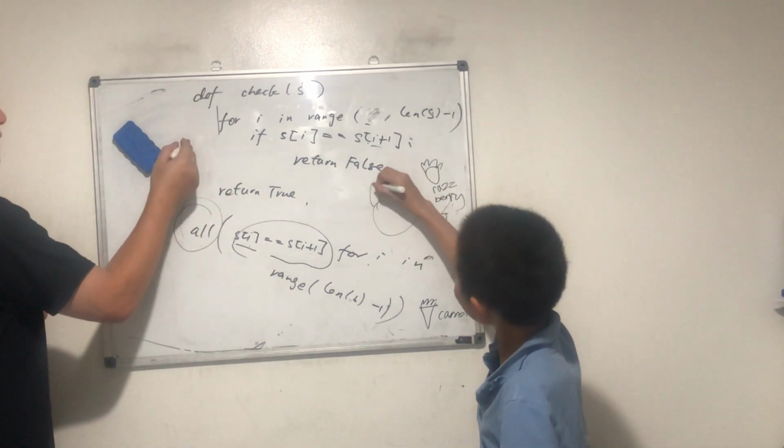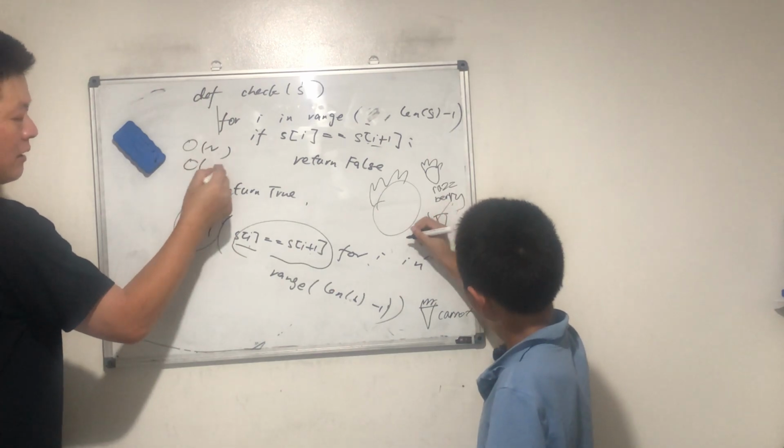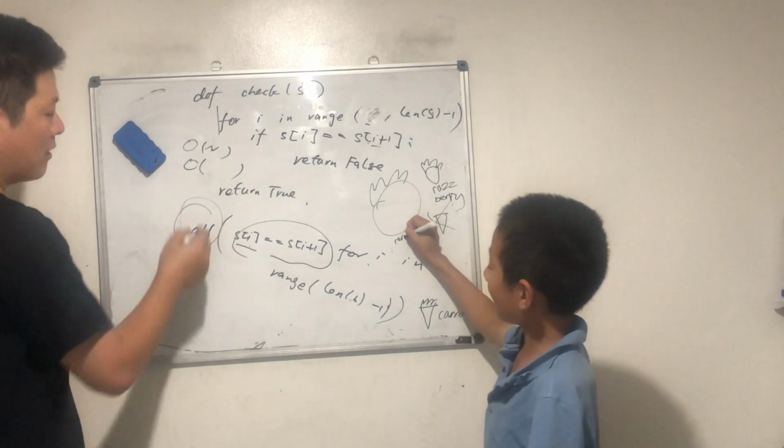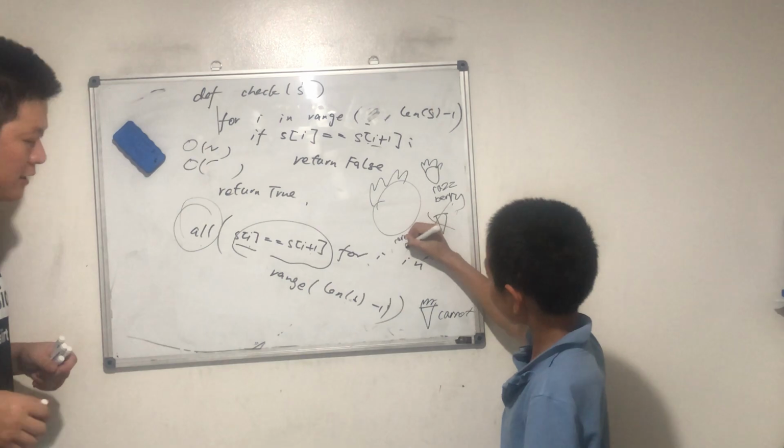The time complexity is O N and the space complexity is what? What's the space complexity? O 1, because we're not using any space, okay?